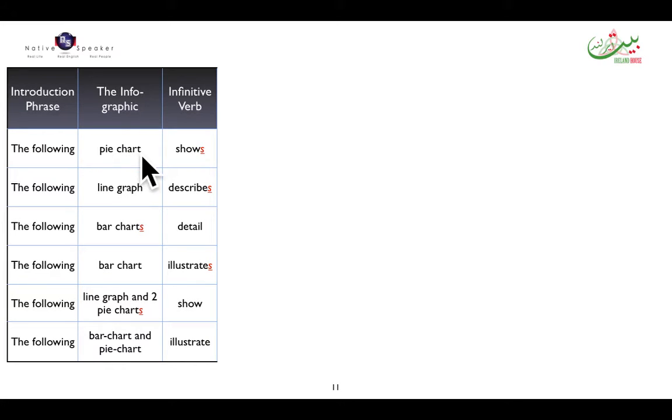Pie chart is singular, so it's an it. I show, you show, he shows, she shows, it shows. The line graph, singular, is an it. The following line graph describes. But here we see the following bar charts detail. So it's they detail. Okay. The line graph and two pie charts show. The bar chart and pie chart illustrate, even though there's no S here, because there's two of them, that makes this a they, and they illustrate.